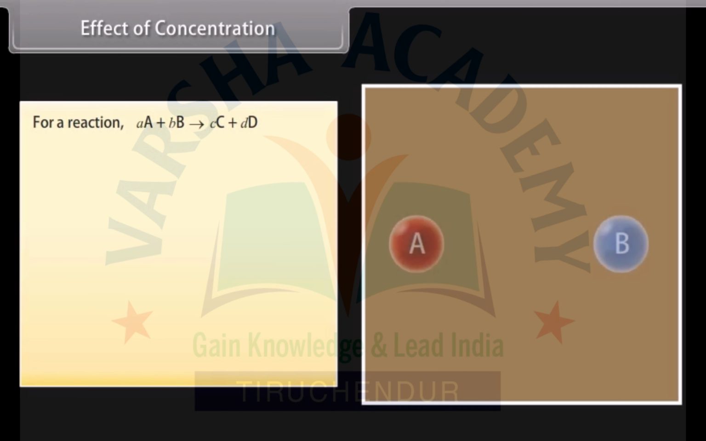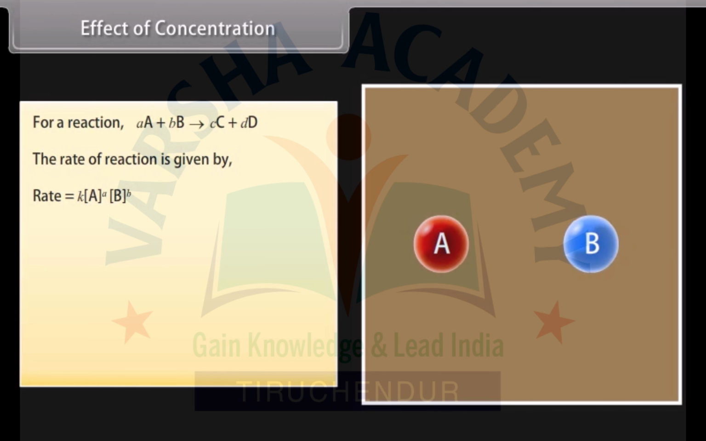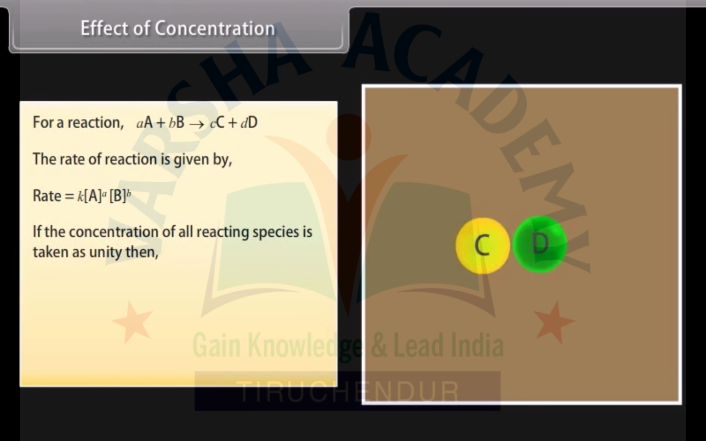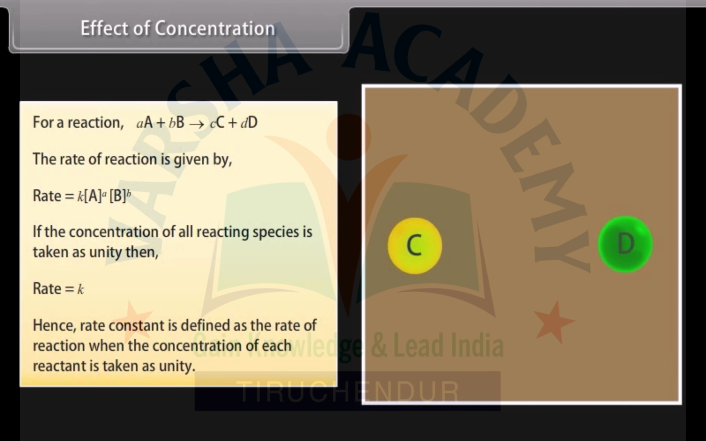For the given reaction, rate of a reaction is equal to the product of K, [A] raised to the power a, and [B] raised to the power b. If the concentration of all reacting species is taken as unity, then rate is equal to K. Hence, rate constant is defined as the rate of a reaction when the concentration of each reactant is taken as unity.